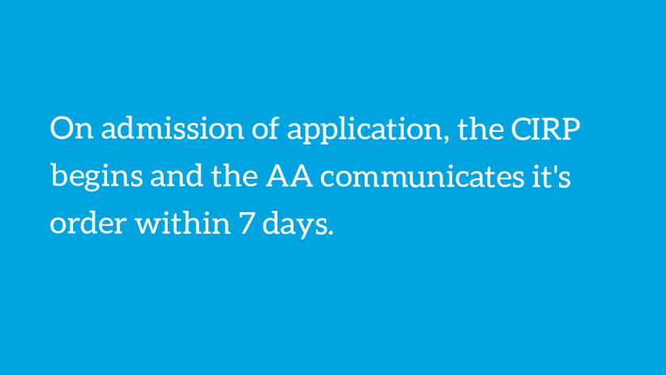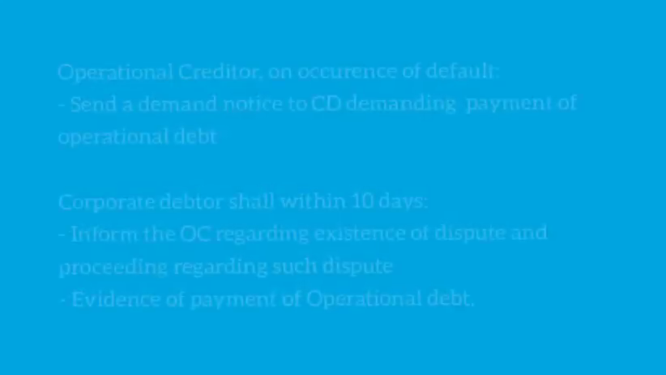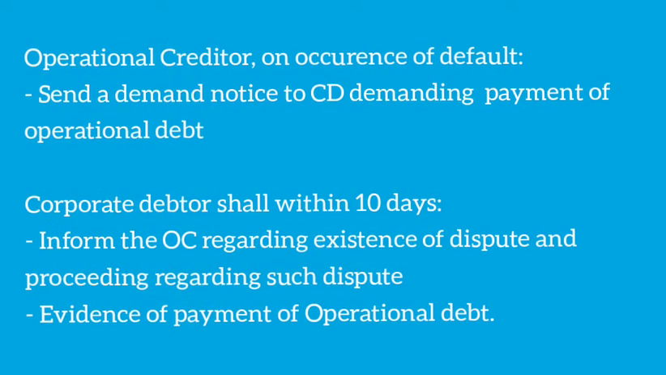Now, let us understand the procedure to be followed by an operational creditor to initiate a CIRP process. At first, the operational creditor, on the occurrence of default, has to send a demand notice and a copy of invoice to the corporate debtor demanding the payment of the unpaid operational debt.